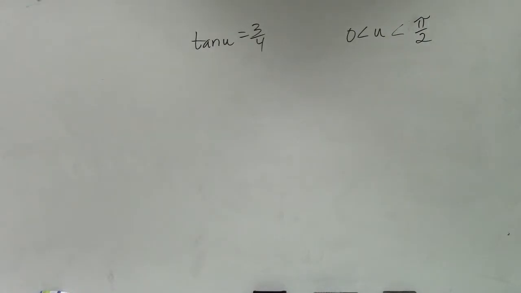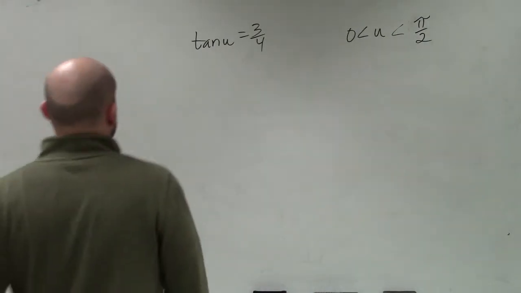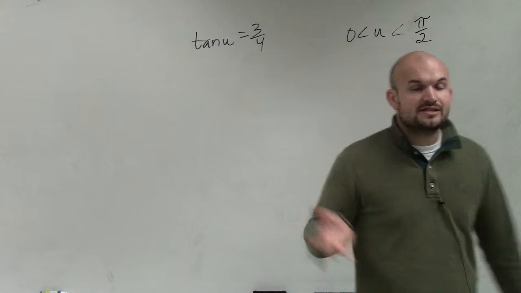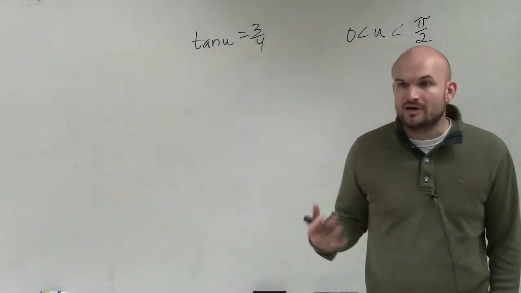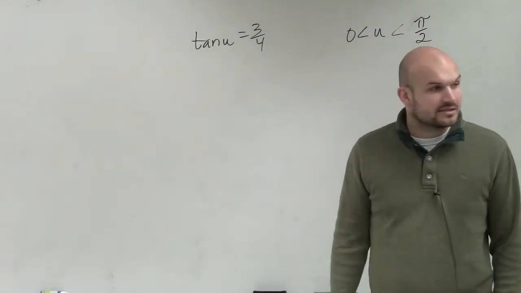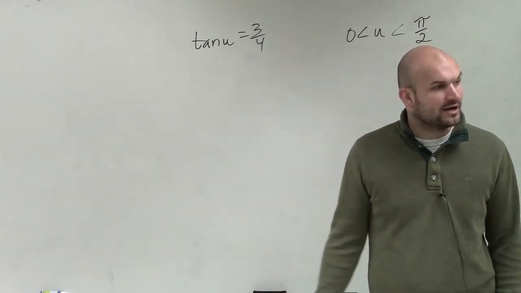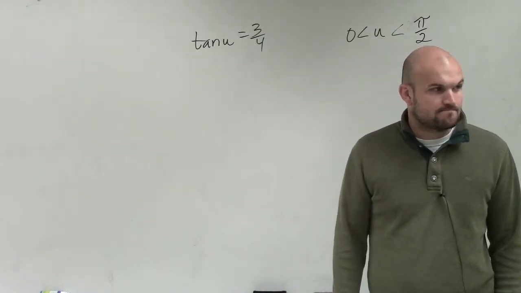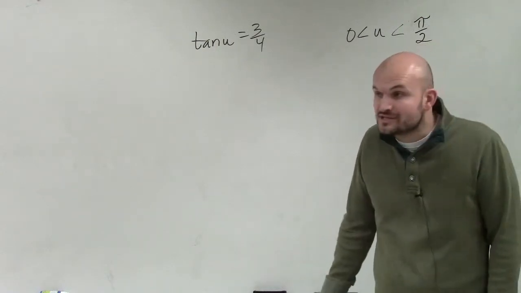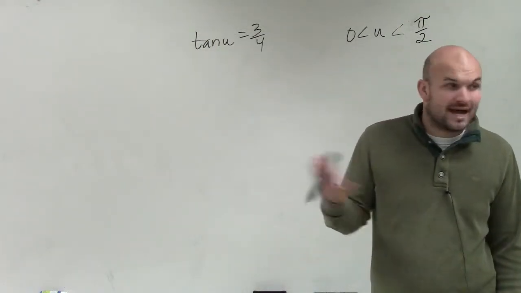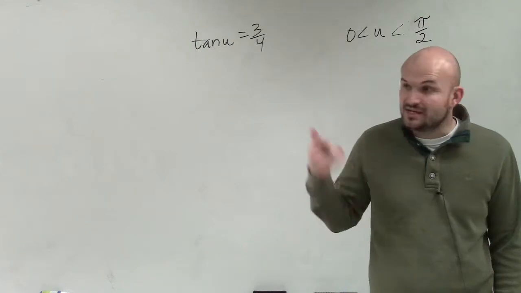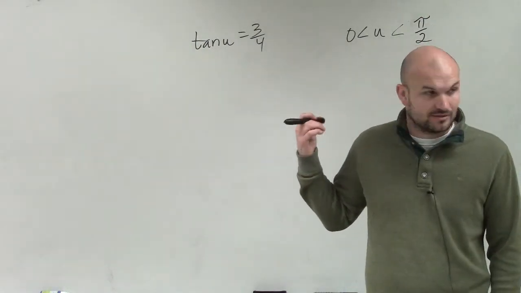aware of. First thing, they're giving us tangent of u equals 3 pi over 4. So we look at this. Is 3 pi over 4, is that a point on the unit circle? Is 3 over 4 a point on the unit circle? No. So to evaluate for tangent, we can't use the y over the x coordinate on the unit circle because 3 over 4 is not a point on the unit circle, right?